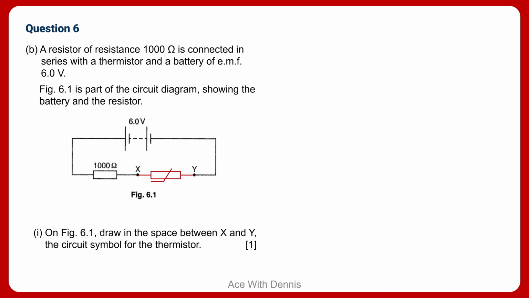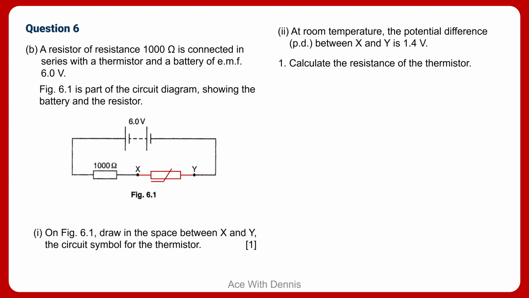Then part 2, at room temperature, the potential difference PD between X and Y is 1.4 volts. 1. Calculate the resistance of the thermistor. 3 marks. Okay, so to calculate the resistance of the thermistor, first let V in be the voltage input, which is 6.0 volts here.